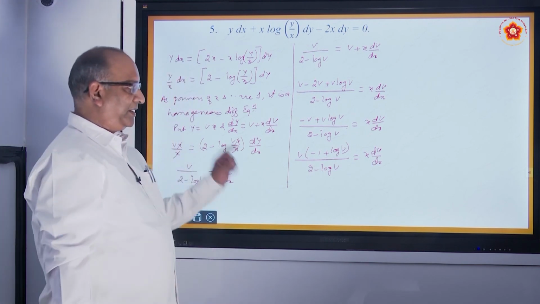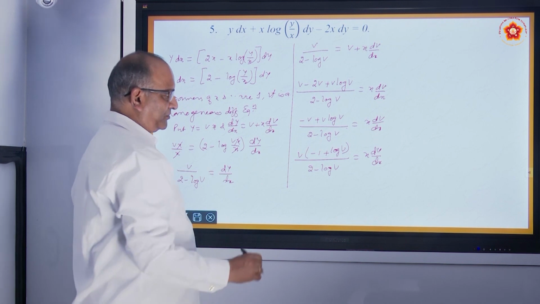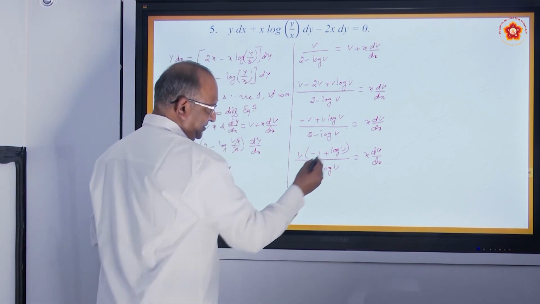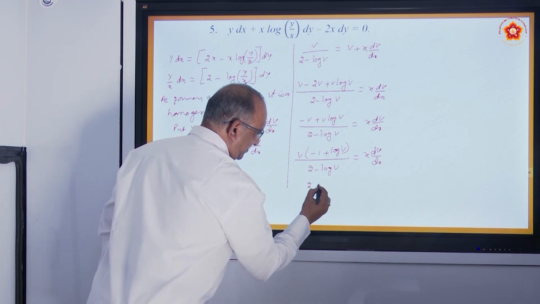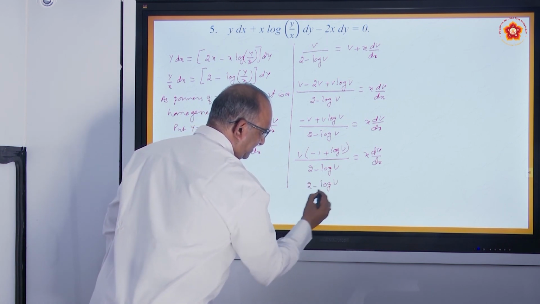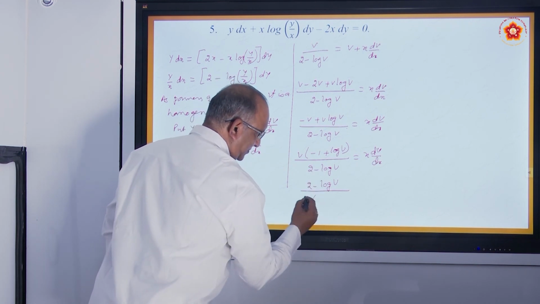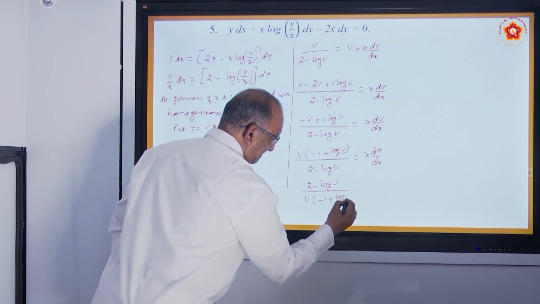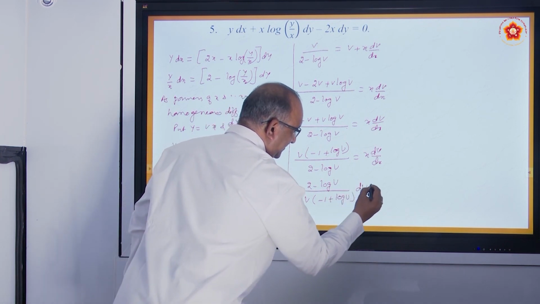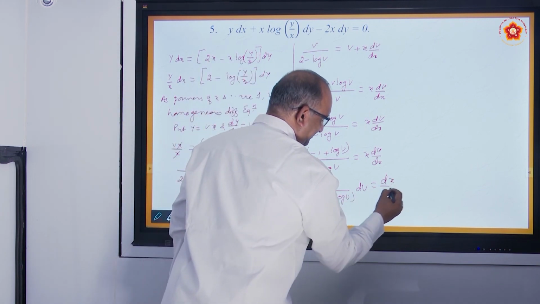Now separate the variables in the first place. So if you separate the variables, what you are going to get? This whole thing will go to that side. You are going to get 2 minus log v upon v into minus 1 plus log v dv equal to dx by x.